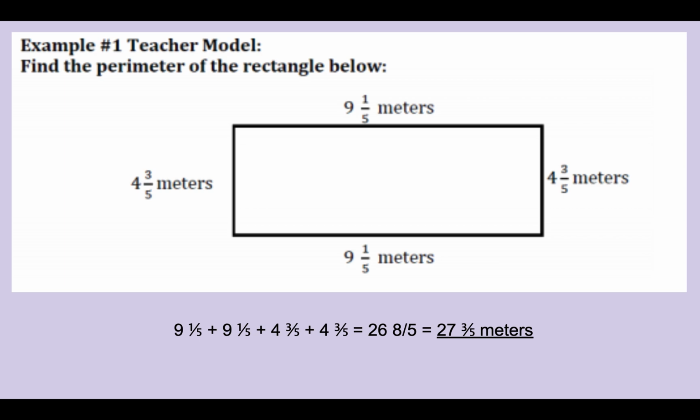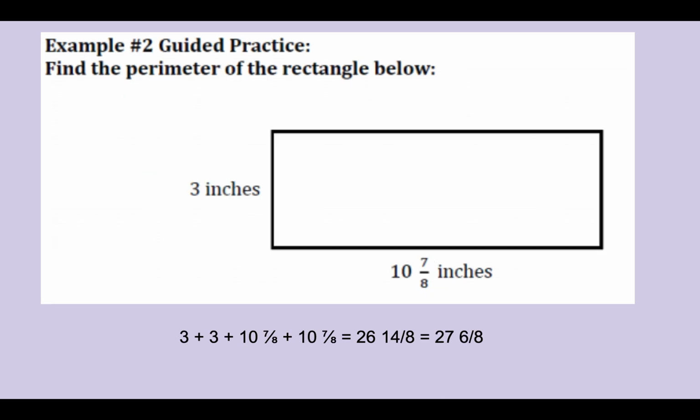Okay, now let's try another one. Find the perimeter of the rectangle below. How do we find the perimeter of this rectangle? Oh yeah, we need to add all the side lengths together. What are the 4 side lengths? We have 3, 10 7/8, 3, and 10 7/8. We were only given 2 side lengths. How were you able to identify all 4 side lengths?